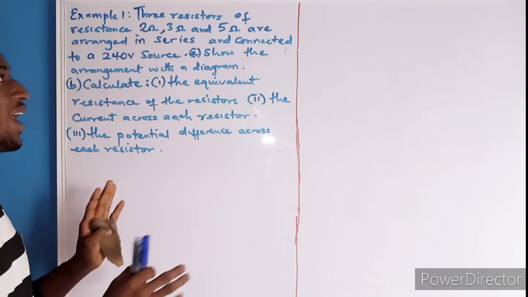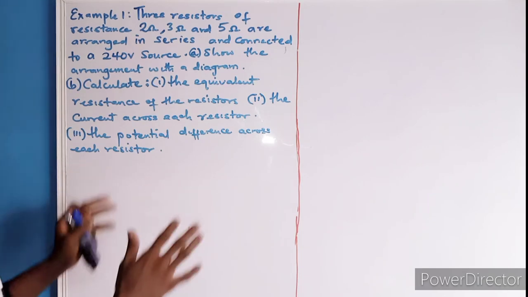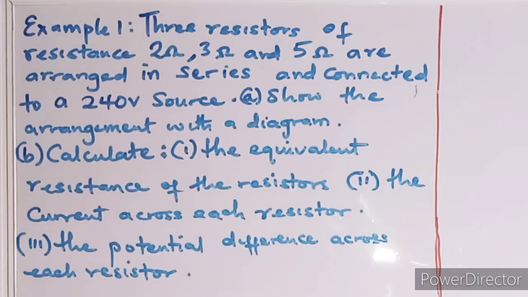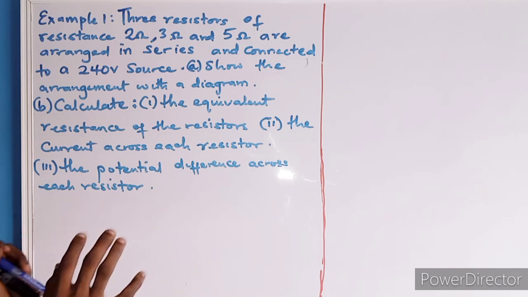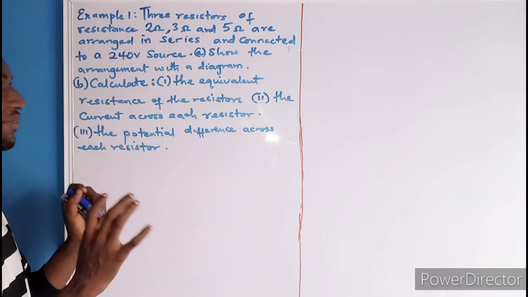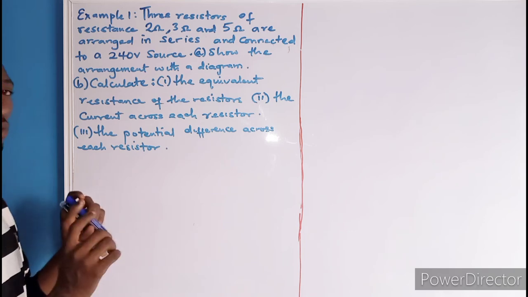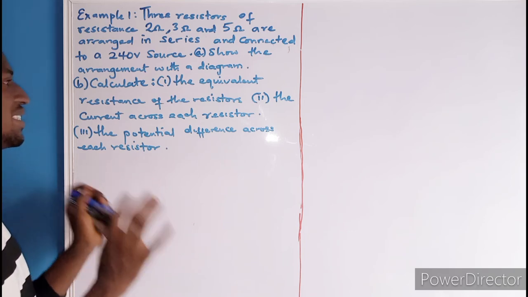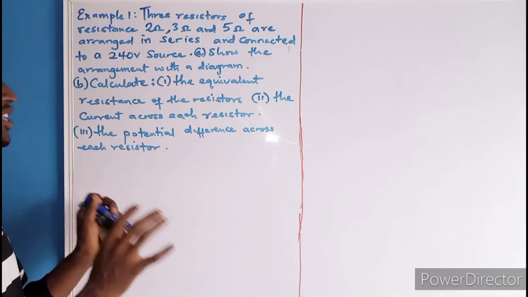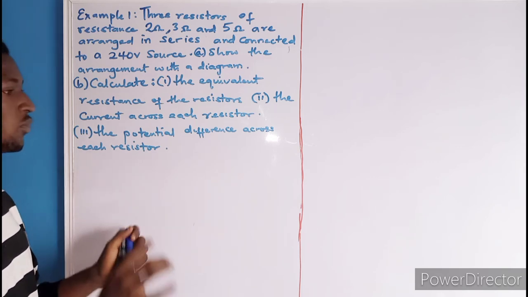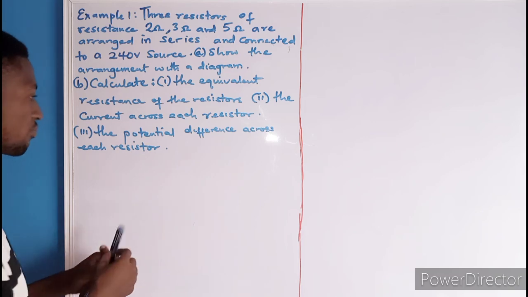Now let's take a look at this question. The question states that three resistors of resistance 2 ohms, 3 ohms, and 5 ohms are arranged in series and connected to a 240 volt source. Show the arrangement with a diagram. Secondly, calculate the equivalent resistance of the resistors, the current across each resistor, and the potential difference across each resistor. So firstly, let's take the diagram.